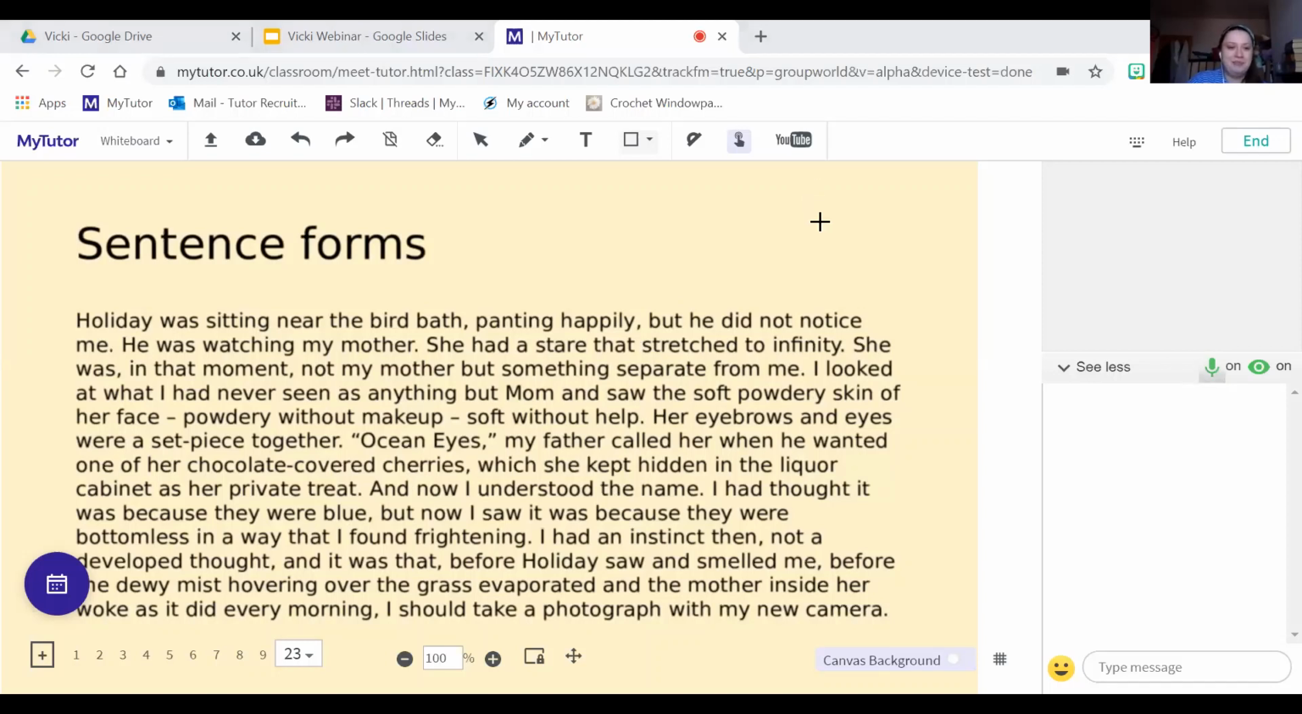Okay, so the potential couple of sentence forms we could talk about. So, he was watching my mother and now I understood the name. So these are both examples of what types of sentence forms, please.